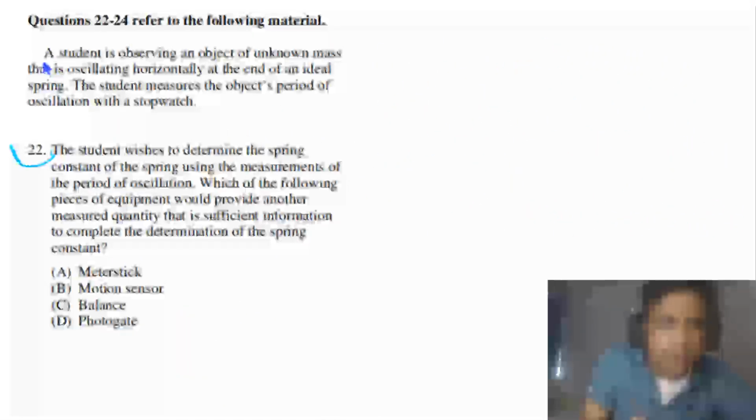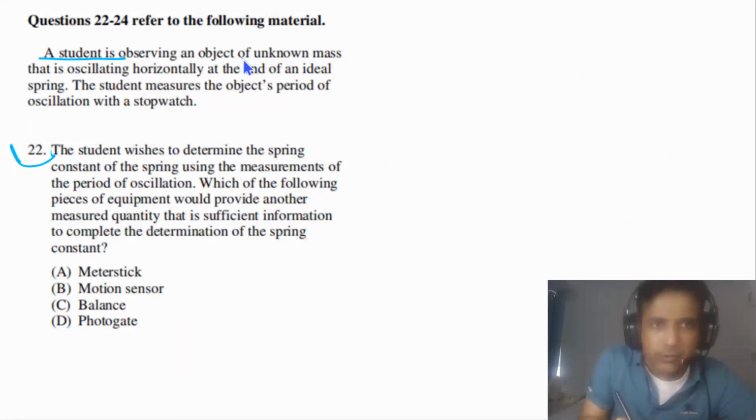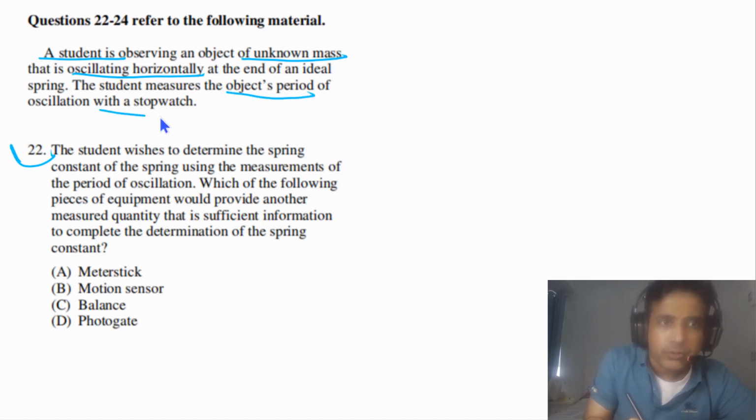Question 22 says a student is observing an object of unknown mass that is oscillating horizontally at the end of an ideal spring. The student measures the object's period of oscillation with a stopwatch. The student wishes to determine the spring constant of the spring using the measurement of the period of oscillation. Which of the following pieces of equipment would provide another measured quantity that is sufficient information to complete the determination of the spring constant?